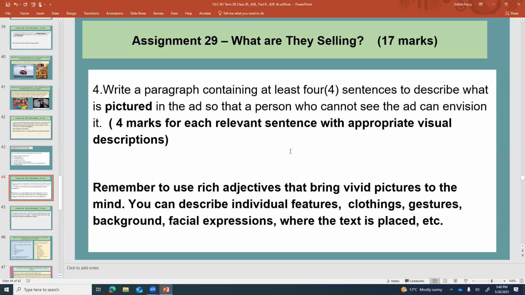Write a paragraph containing at least 4 sentences to describe what is pictured in the ad. So if somebody were blind and couldn't see it, describe it well enough that they could imagine it in their head, okay? 4 marks. That should be 4 sentences. 1 sentence for each thing. Okay. Remember to use adjectives. Tell me about what colors. Tell me about size. Tell me about your opinion. Tell me about the qualities you see. What kind of facial expressions? What kind of emotions? All those kind of ideas, okay?